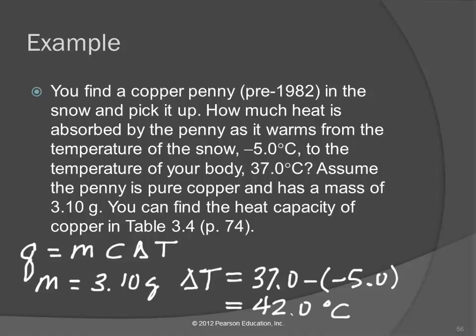This equation has four variables, Q, M, C, and delta T. So to solve it, we have to have three of the values given, and they'll ask us for the fourth. And it could be any of them. This one's the easy kind, is asking us to find Q. So what are we missing here? We're missing C. We need to go look that up, right?